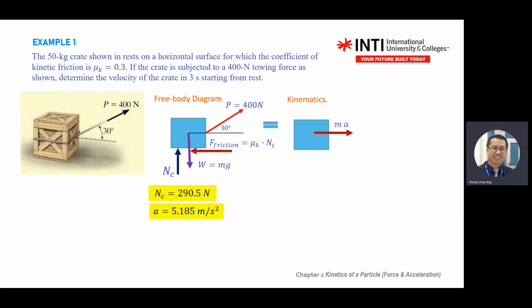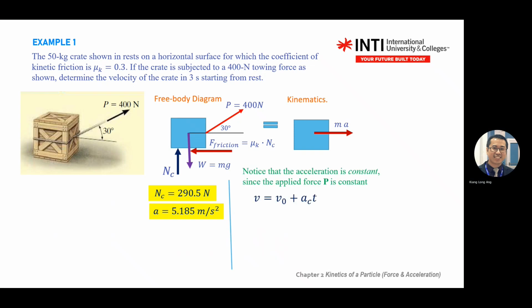Okay, so it asks you to find velocity at 3 seconds. You have acceleration here. How to find velocity? We are pulling at a constant force. Your acceleration will be constant, where we have a constant force pulling at the vector.